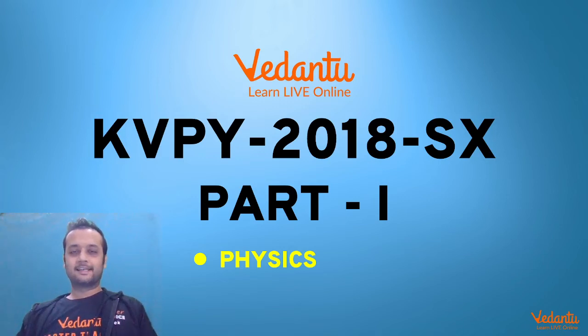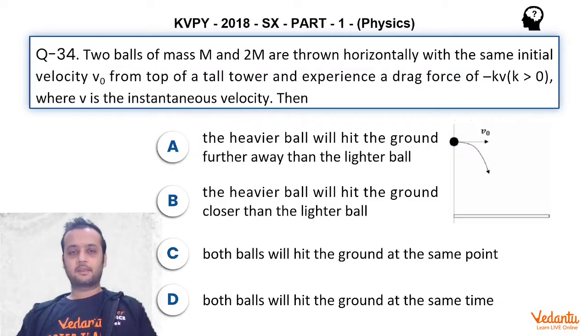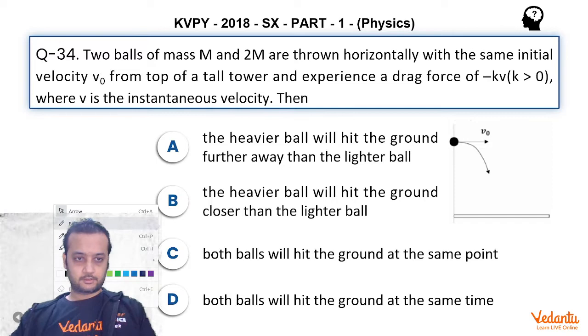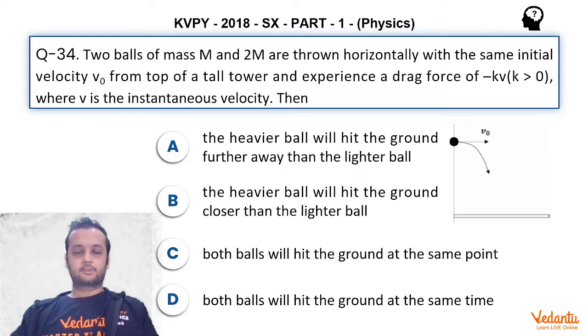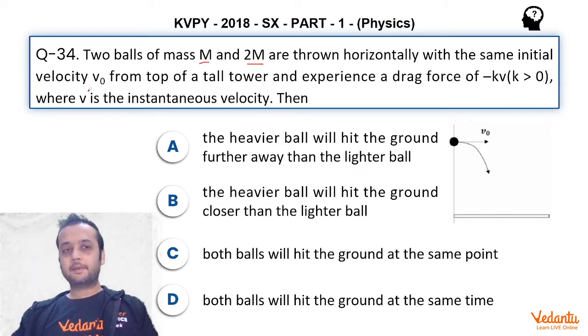Hi dear students, let's see this question that came in KVBY 2018 SX Part 1 Physics paper. So basically here we are throwing two balls, one of mass m and the other of mass 2m, with the same initial horizontal velocity v naught from the top of a very tall tower.